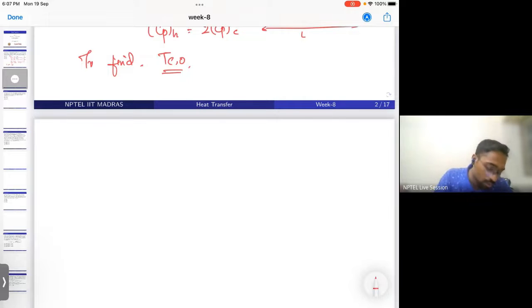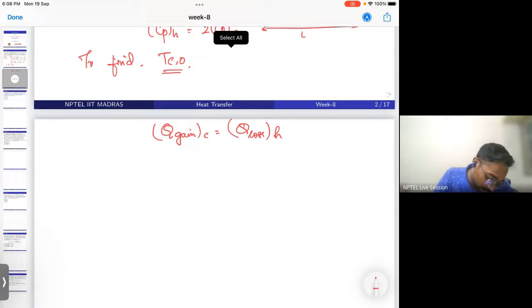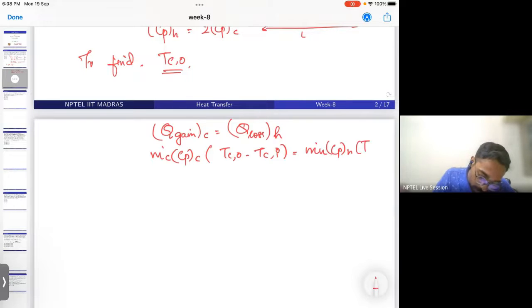We will first apply the energy balance equation. If there is no loss, we are assuming the ideal condition, where the heat exchanger is completely insulated, whatever heat is lost by the hot fluid should be gained by the cold fluid. If we equate the Q gain of the cold fluid with the Q loss of the hot fluid, we get m dot c CPC (TCO minus TCI) is equal to m dot h CPH (THI minus THO), because the cold fluid is gaining heat and the hot fluid is losing heat.